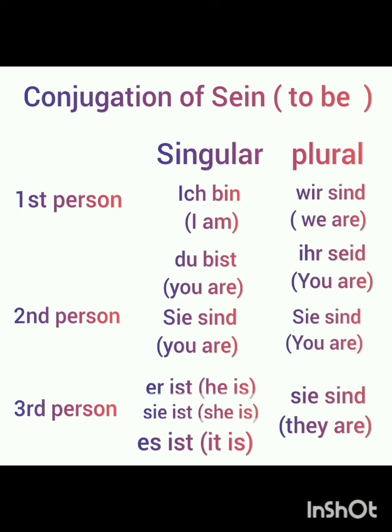Second person plural informal is ihr seid, formal is Sie sind. Third person singular has three types: er ist, which means he is, sie ist, which means she is, and finally es ist, which means it is. Third person plural is sie sind, which means they are. Here S should be a small letter.